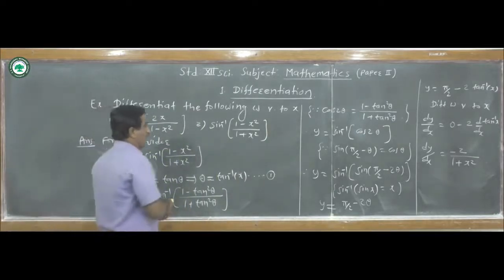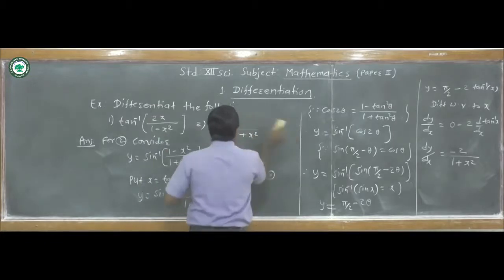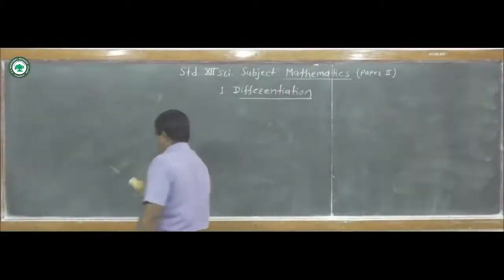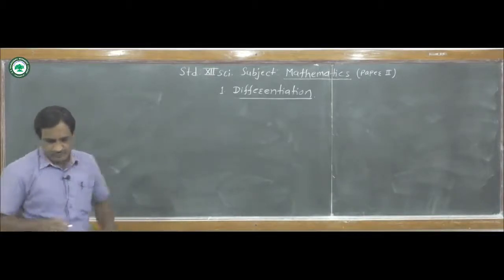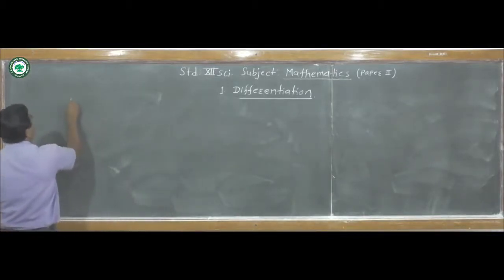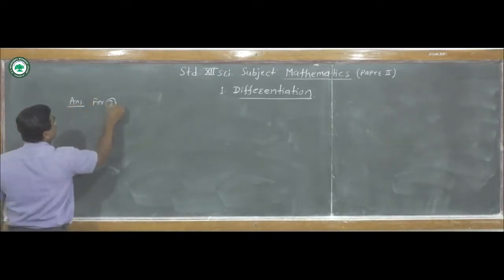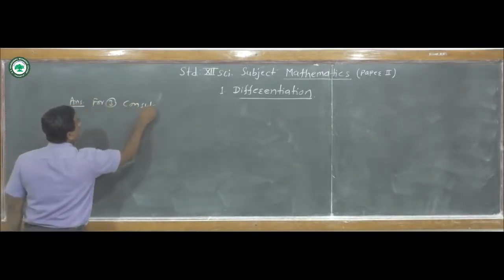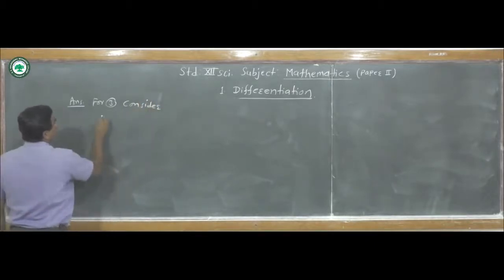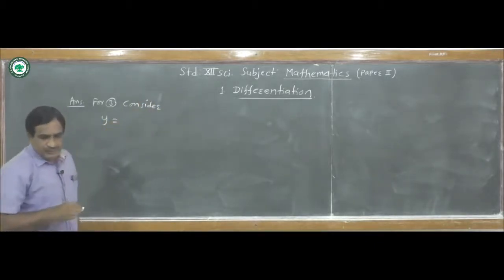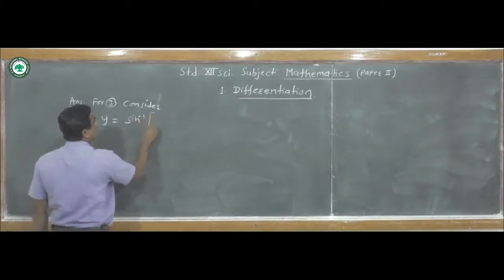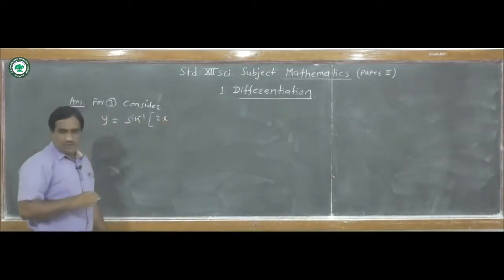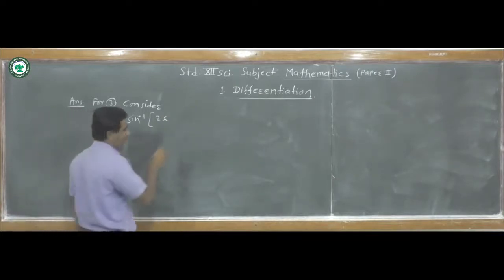Now we see the answer for the third example. Consider y is equal to sin inverse of 2x into under root 1 minus x square.